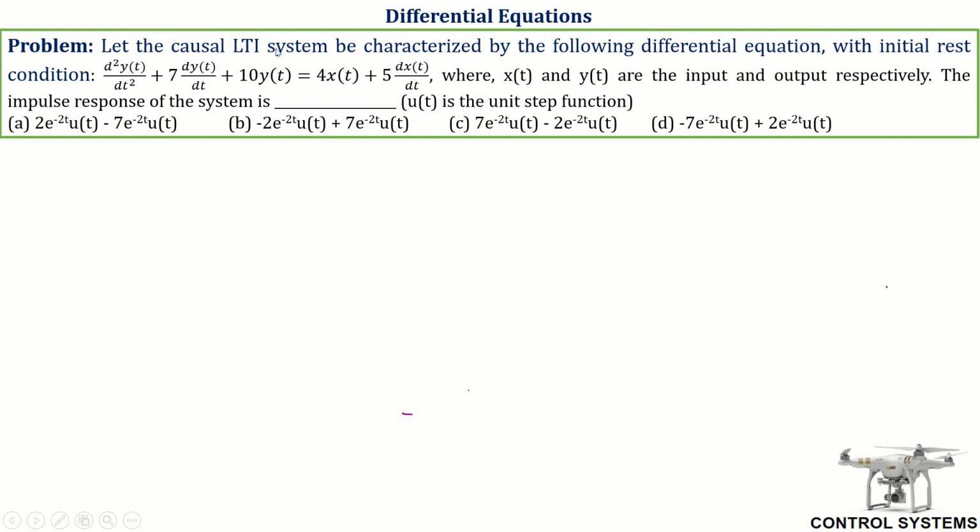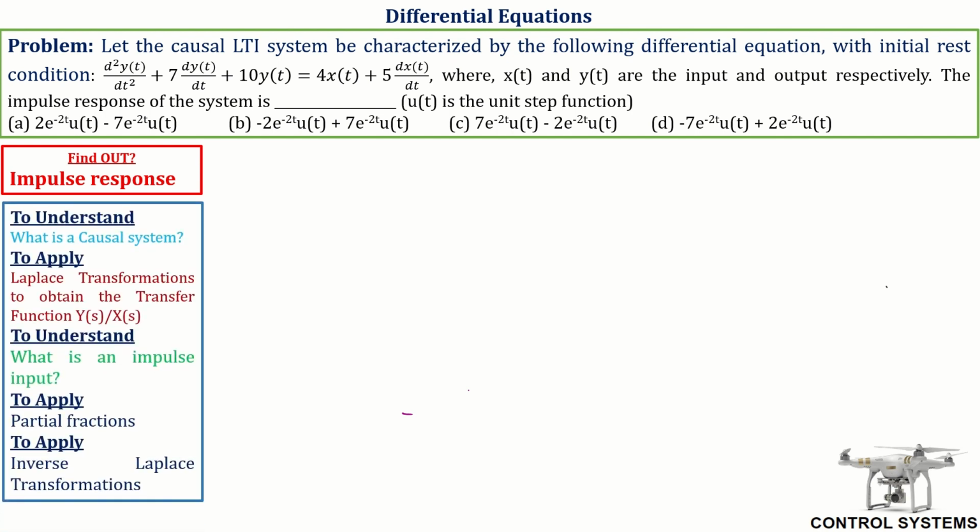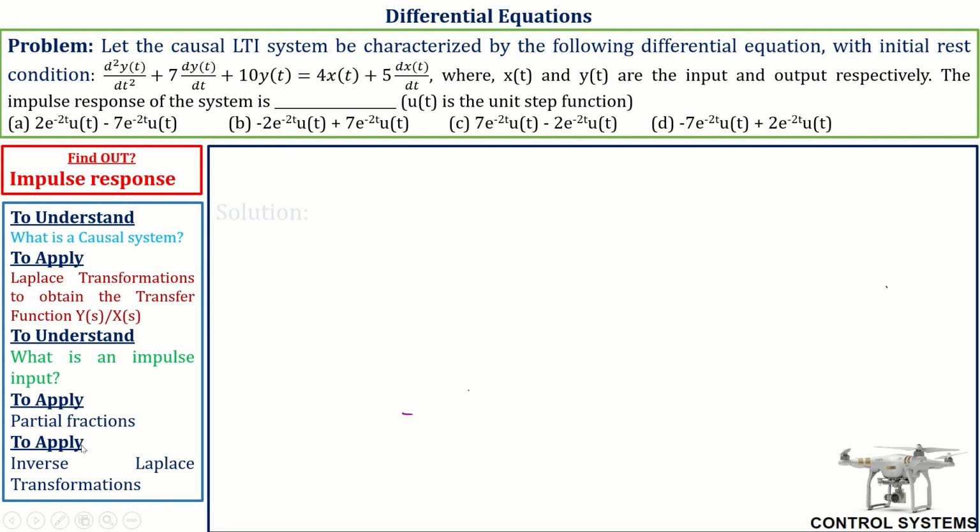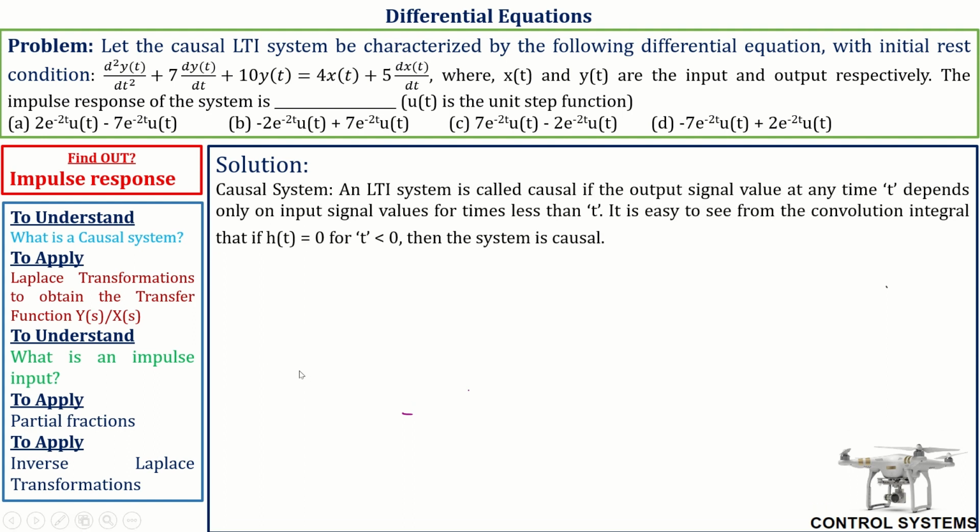So we need to understand what is a causal linear time invariant system here in this problem. What is to be found here is the impulse response. And what should be understood to solve this problem is what a causal system is. We need to apply Laplace transformations to obtain the transfer function y of s by x of s. We need to understand what an impulse input is. We need to apply partial fractions, and we also need to apply inverse Laplace transformations. Now coming to the solution part, having understood all these topics, the first topic is causal system.